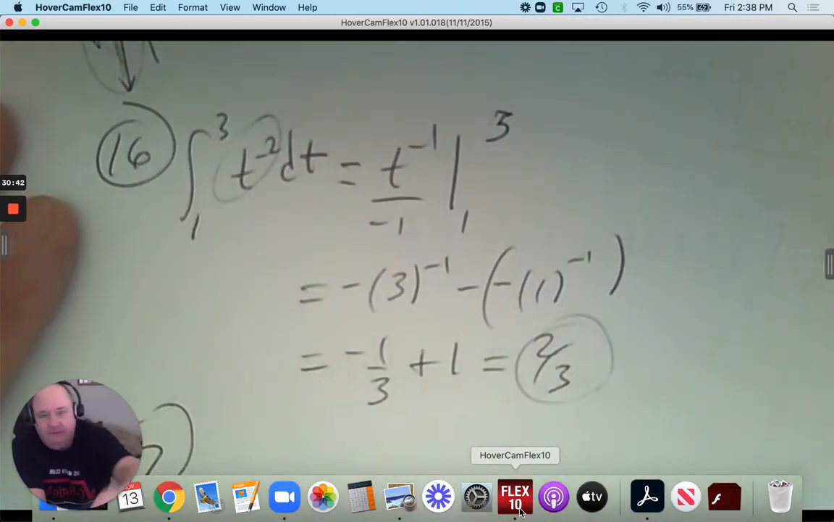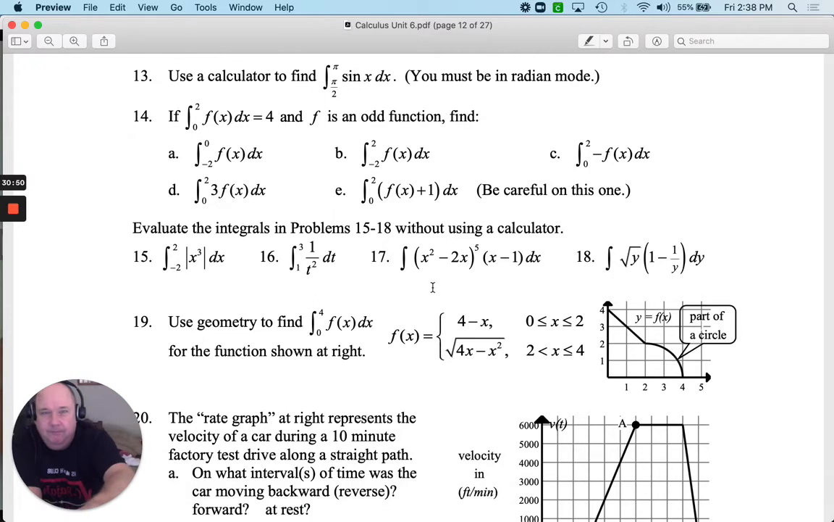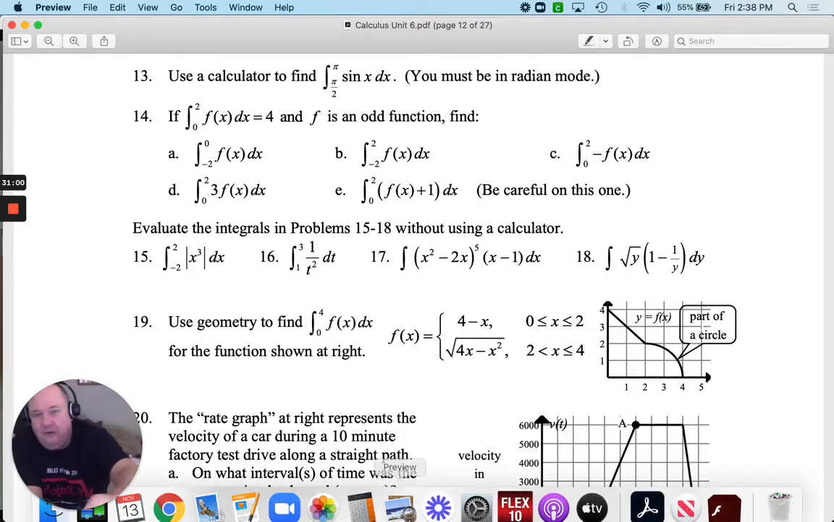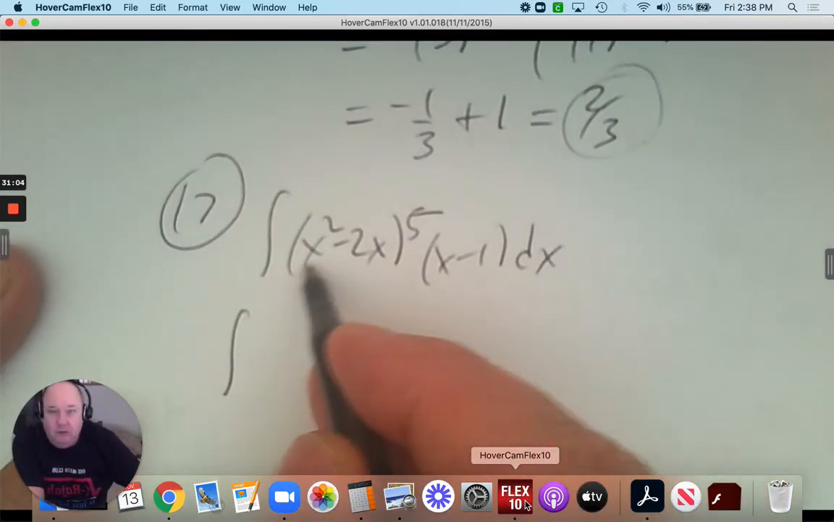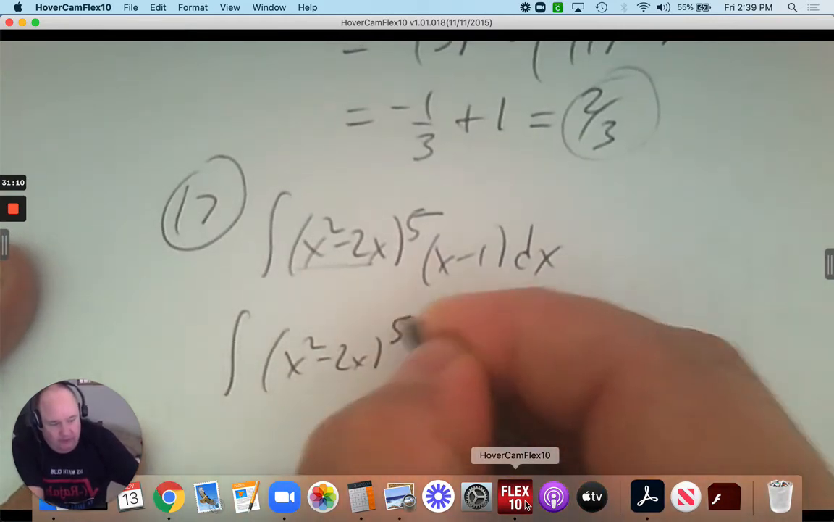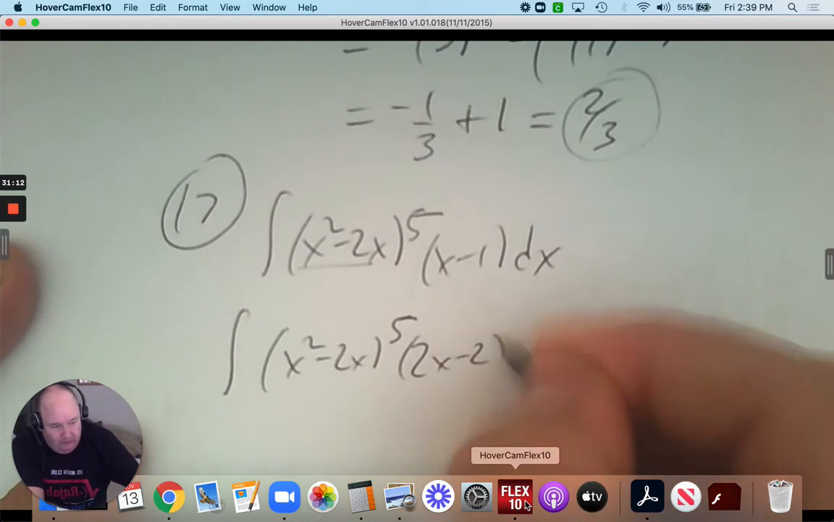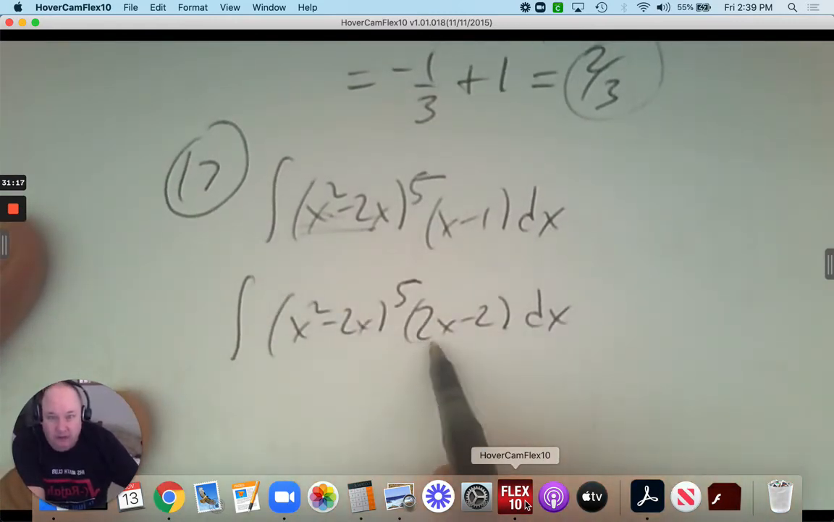Number 17. Oops, I hit calculator. Number 17. So x squared subtract 2x to the 5th, and then x minus 1 dx. How would I integrate that without a calculator? How I would see it is, what's the derivative of the base? The derivative of the base is 2x minus 2.